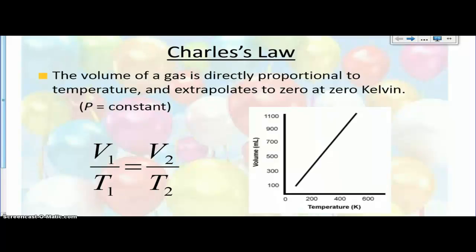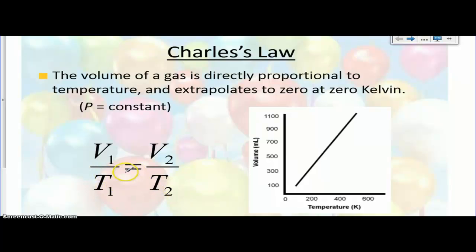Hi, in this podcast we're going to talk about another gas law, which is Charles's law. Charles's law states that the volume of a gas is directly proportional to the temperature, and we can extrapolate this all the way back to 0 at 0 Kelvin. So pressure is constant. The equation is V1 over T1 equals V2 over T2.